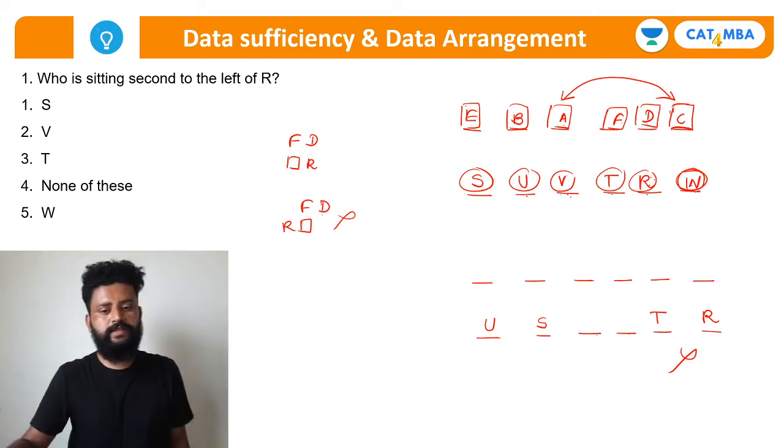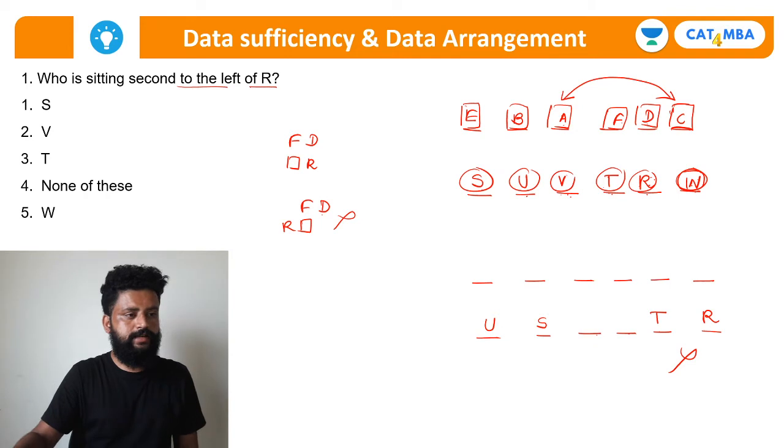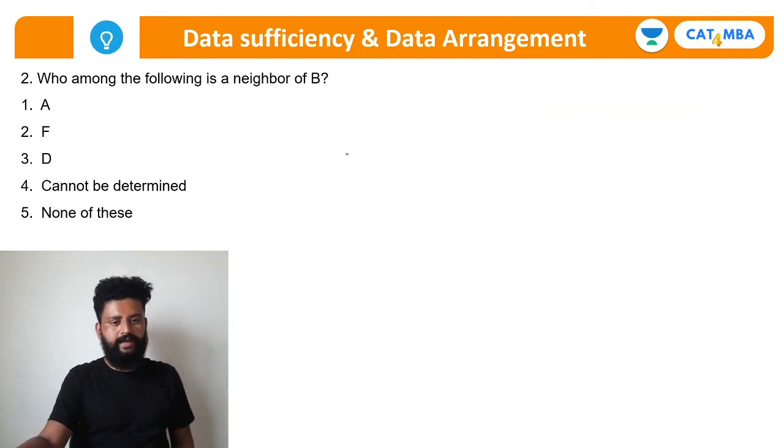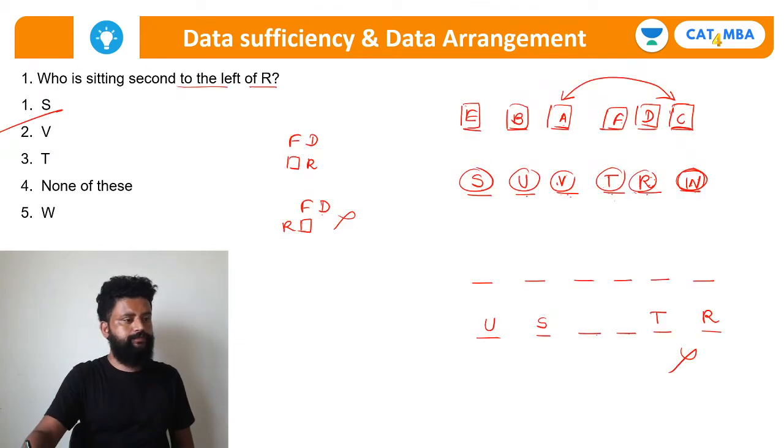Okay, so who is sitting second to the left of R? Who is sitting second to the left of R? One to V. Then V is the answer.